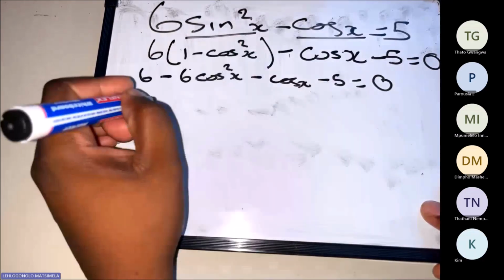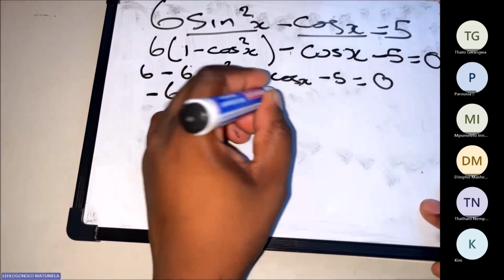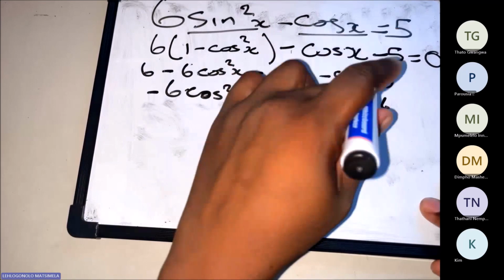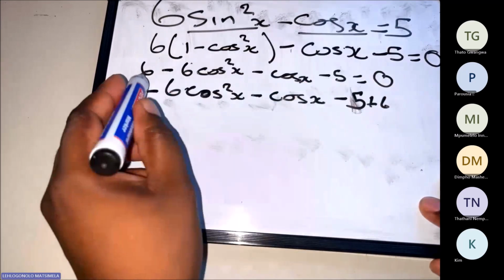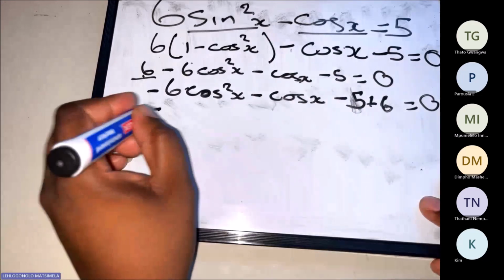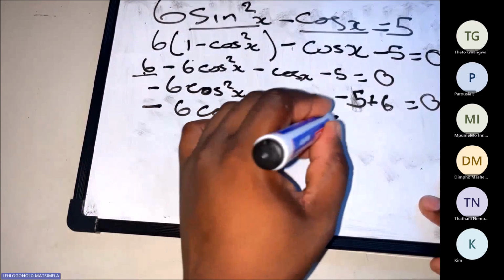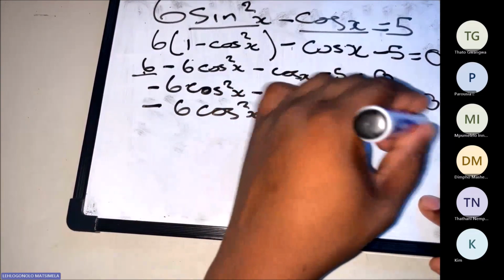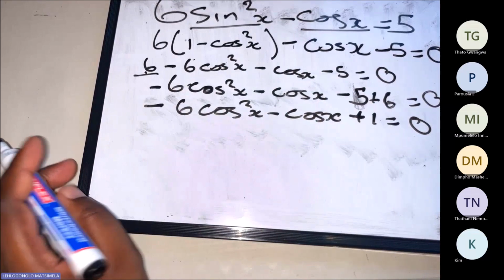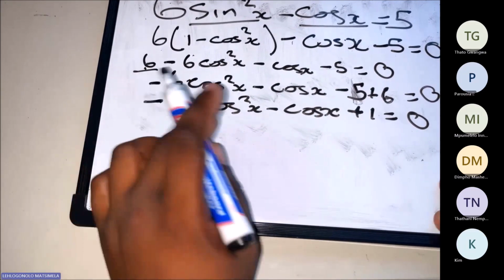The numbers aside, then minus 6 cos squared x minus cos x, minus 5 plus 6 here. And as it is equal to 0, I will simply say minus 6 cos squared x minus cos x plus 1 is equal to 0. Now, this is our standard equation where a is the value of A, let's not forget that.